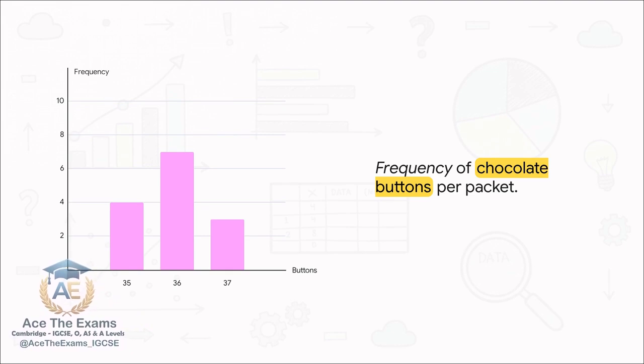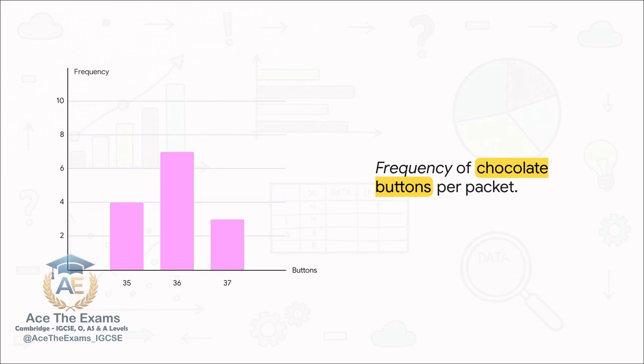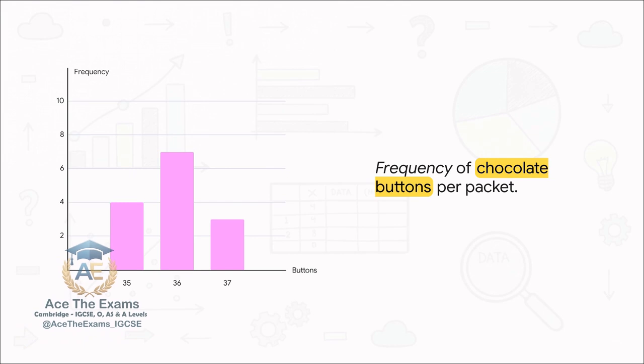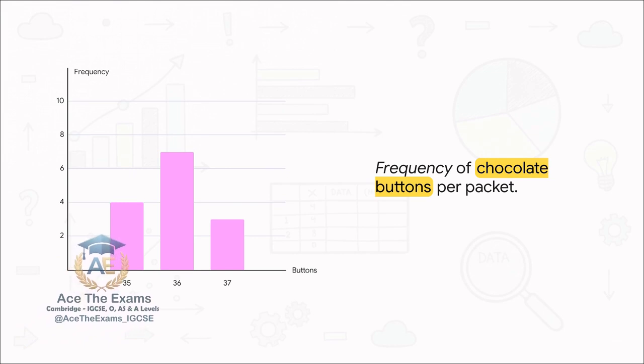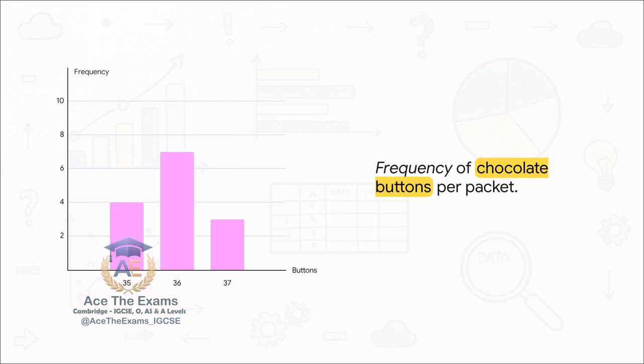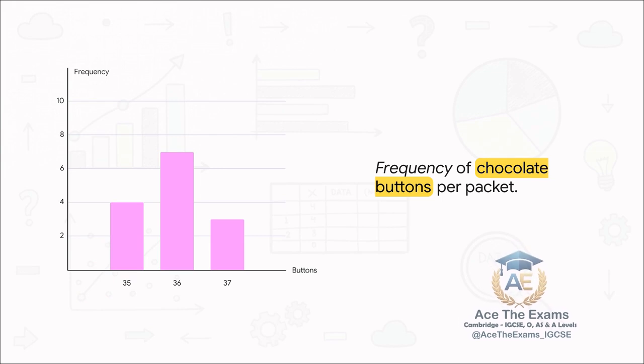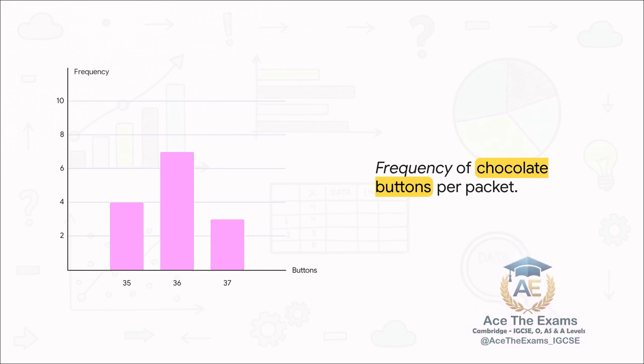Now, the absolutely crucial point I want you to see is right here. In a standard bar chart, the height of the bar represents the frequency. That's standard. But look closely at the visual design. The bars strictly do not touch. Why is that? Well, because the data is discrete. A packet has 36 buttons or it has 37 buttons. You're never going to open a packet and find exactly 36.5 chocolate buttons, right?